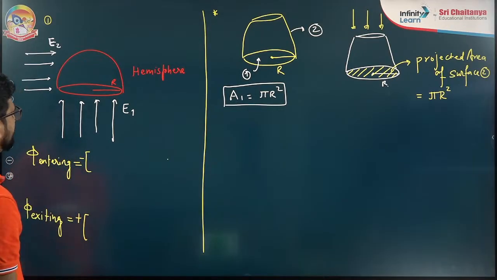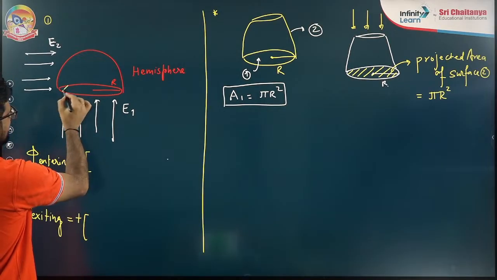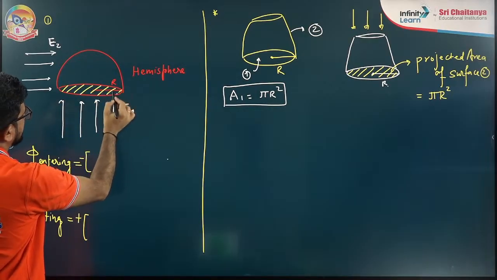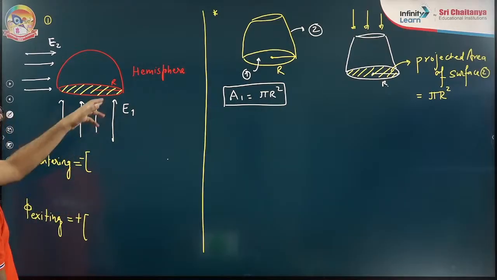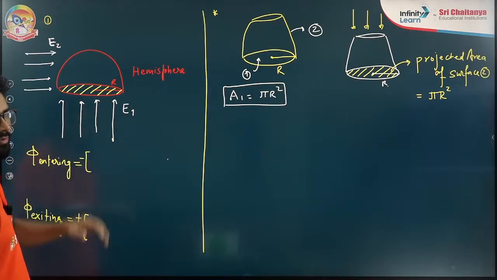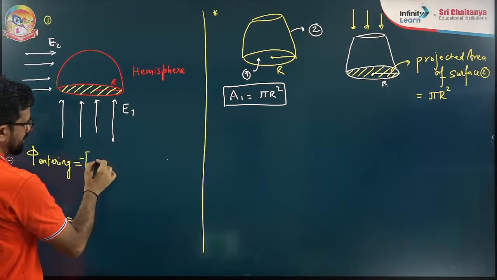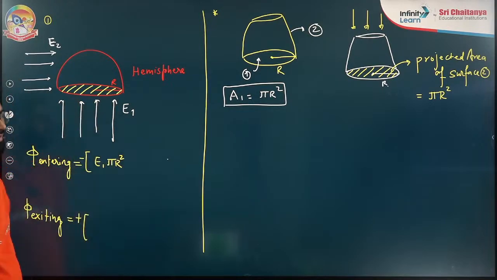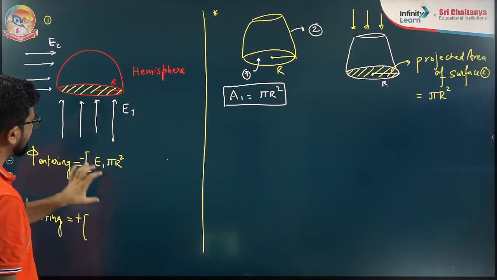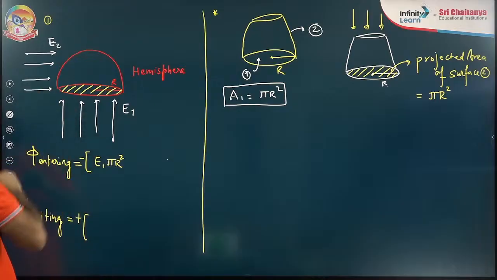Now come to the first point. From E1, if you take it, this is the area, beta. This is the area, this is the field. Area into field is equal to flux entering. So E1 into pi r square is the flux entering due to E1. So due to E1, what is the flux? E1 into pi r square. Very good. Now, second, flux exiting, I want to write due to E1.